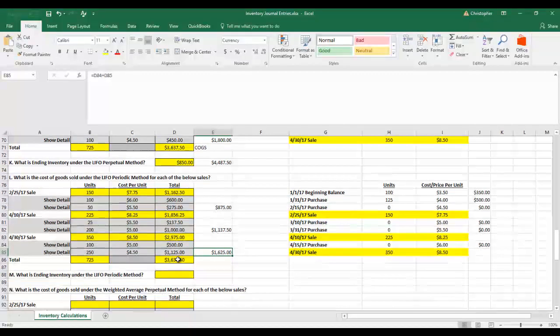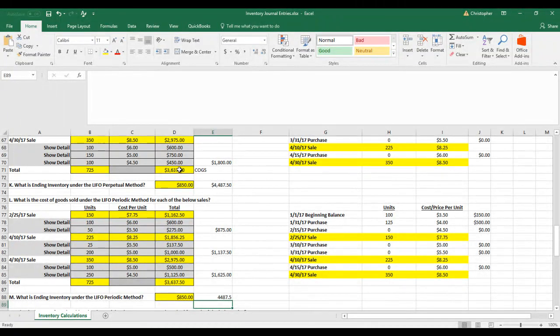When you add them all up, in this case you did get the same amount, which obviously means that we're still having $850 left in ending inventory, and it'll still equal the $4487.50 that we expect when we add the two together. So it's somewhat coincidental. It just depends on how the layers work out. If you have more layers that you leave partially opened throughout, then you're going to have a difference generally between perpetual and periodic. But in this case, it worked out to be the same.